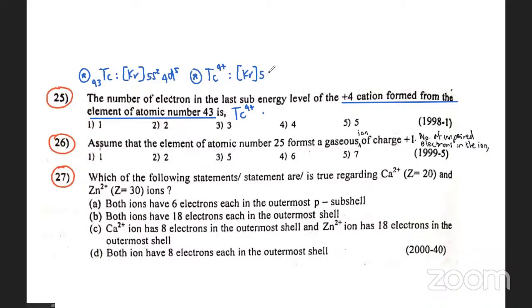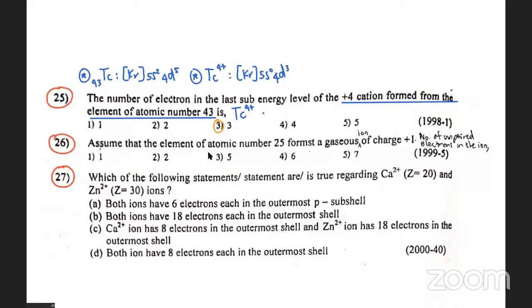Five is 0, and here if you remove 2 electrons, it will be 4d3. You have to remove 2 electrons here, you have to remove 2 electrons here. Therefore, it is 3, right? 3 is the answer.